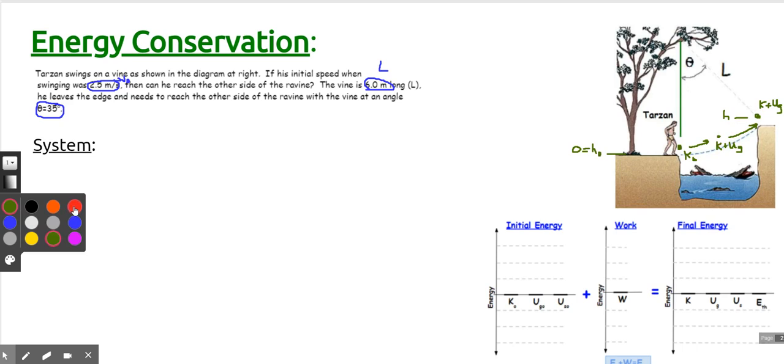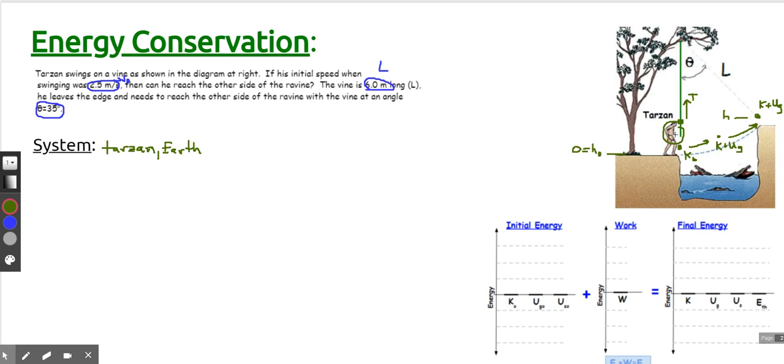All right, so I'm going to include Tarzan as my system. And I see we're going to have changes of height, so I'm going to include the Earth in our system. And when he's swinging, he's going to have a contact force, an external force, tension pulling on him, but he doesn't ever displace along that tension direction. Okay, so we're going to say this is isolated.